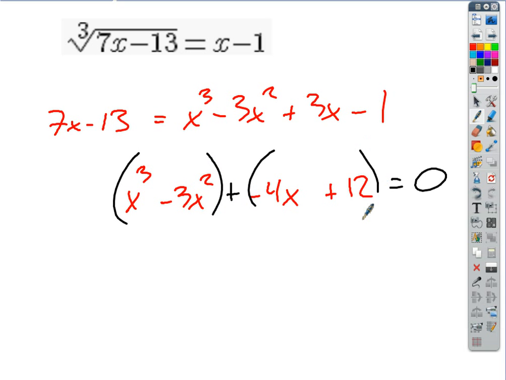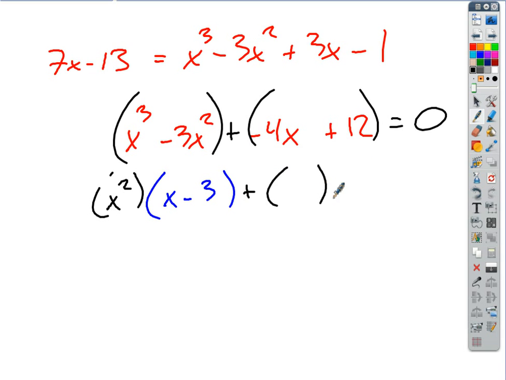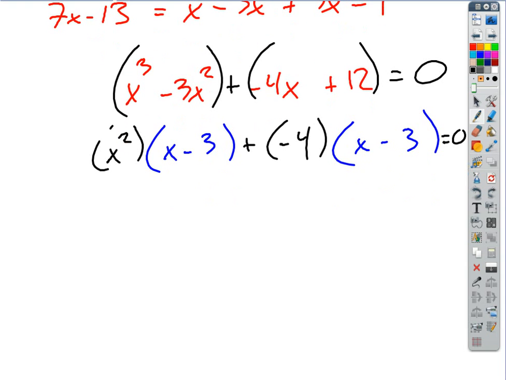And if I take out a greatest common factor, I get x squared, and what's my leftover? Okay. And then plus, I got to have the same leftover over there, so what do I take out? Minus 4? Okay. And that whole thing equals 0. So then I could take my x minus 3 from each group, and I would get x minus 3 times x squared plus negative 4, right, equals 0.